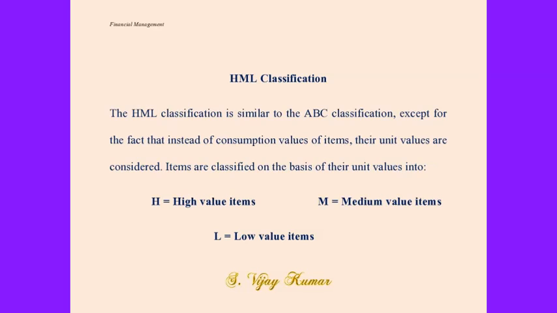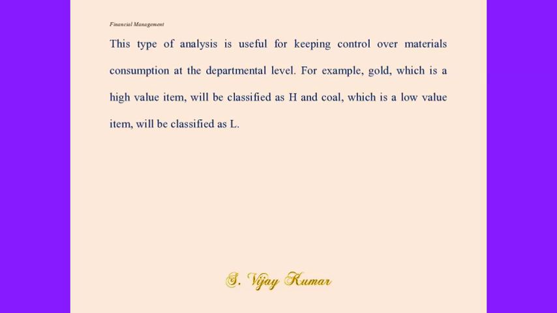HML classification. HML classification is similar to the ABC classification except for the fact that instead of consumption value of items, their unit values are considered here. Items are classified on the basis of their unit value into high value items, medium value items, and low value items. This type of analysis is used in keeping control over material consumption at the departmental level. For example, gold, which is a high value item, will be classified as H, and coal, which is a low value item, will be classified as L, that is low value item.